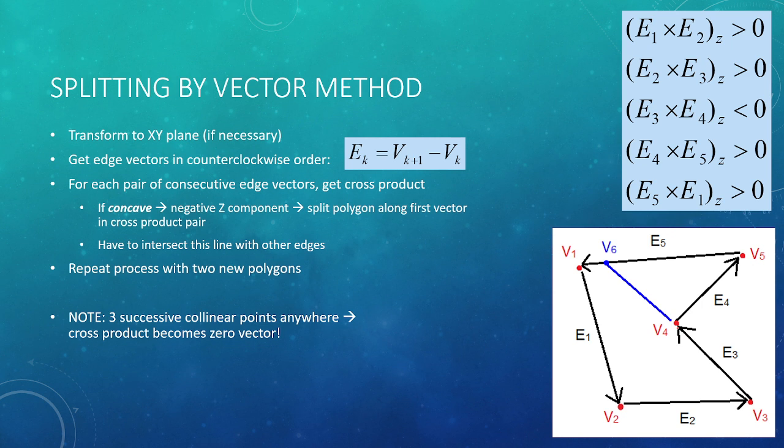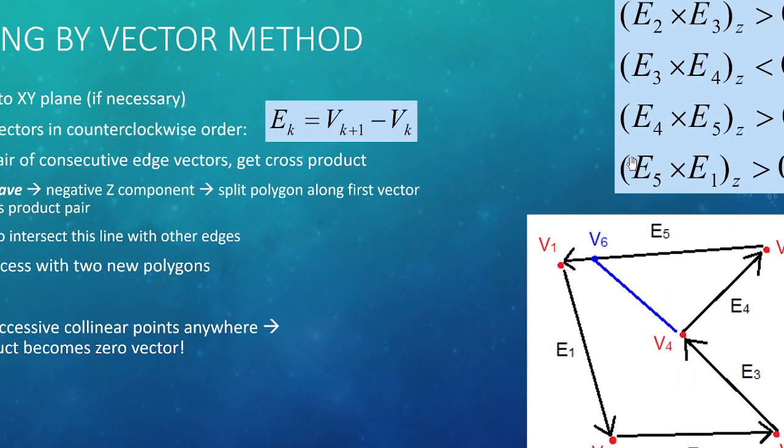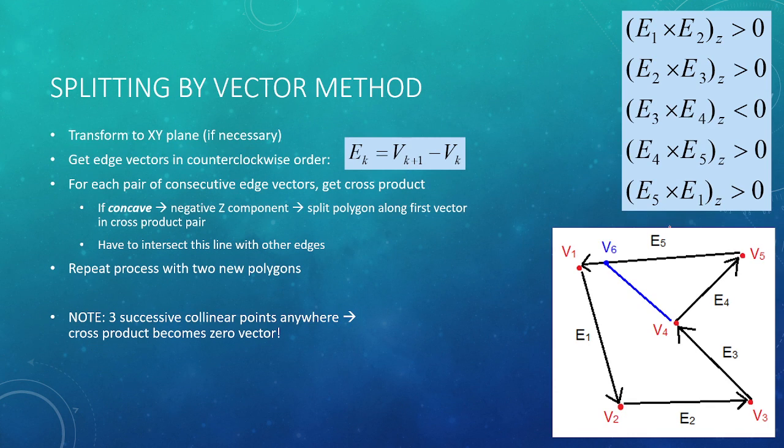For example, e1 cross e2 greater than 0, e2 cross e3 greater than 0, e3 cross e4 less than 0, e4 cross e5 greater than 0, e5 cross e1 greater than 0. So based upon that we have defined the vector method, and we can draw the diagram. See, this is the operation of the vector method: e1 e2, e2 e3, e3 e4, e4 e5, e5 e1.